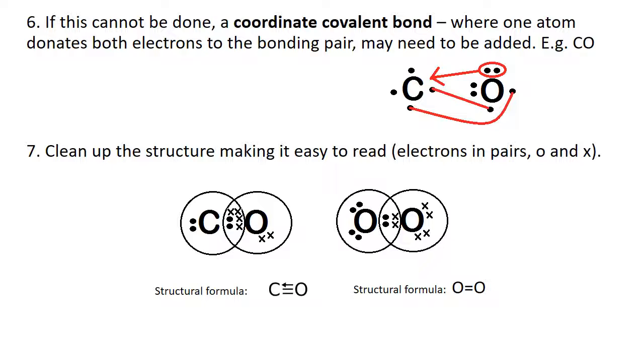You'll notice, of course, that in the structural formula here you have this arrow for the 3rd bond, because that's a coordinate bond. Oxygen's actually given both its electrons.